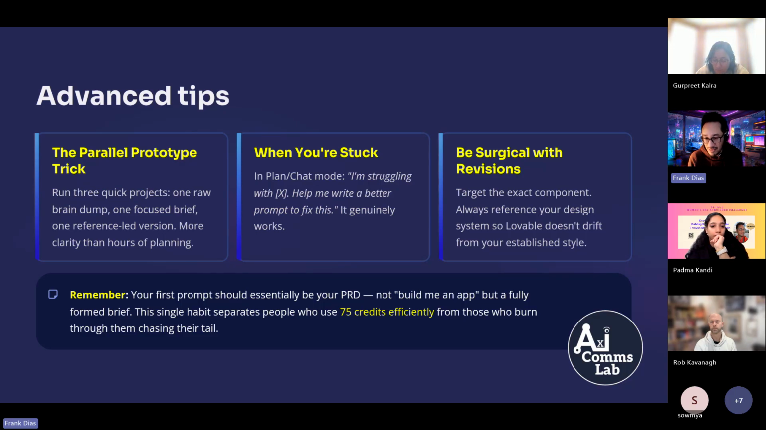And then when you're stuck with anything within Lovable, switch to plan mode and start to vibe with plan mode, knowing that you're not going to commit to a build and credit usage. Again, it's super helpful, like having an expert in the room next to you. And the third one is about being surgical with your revisions, so you don't burn up lots of credits by doing really little edits here and there.